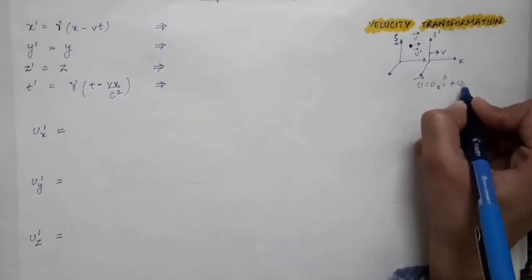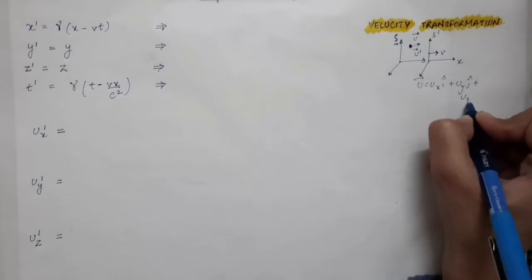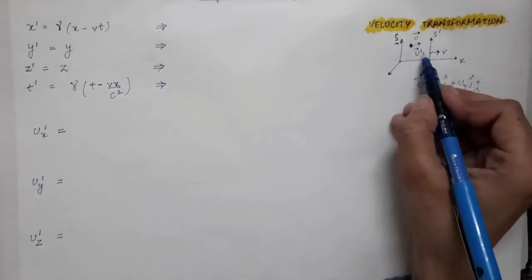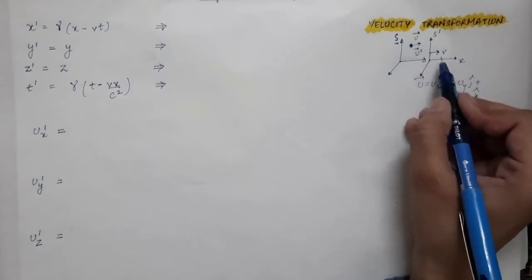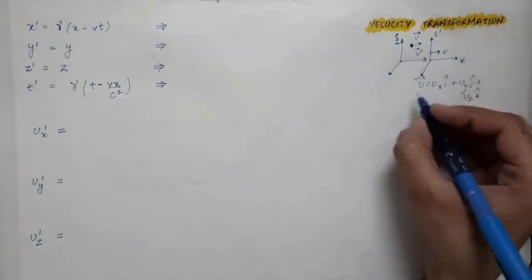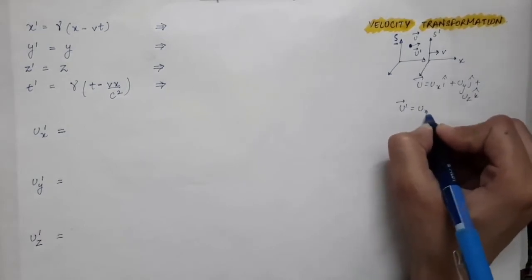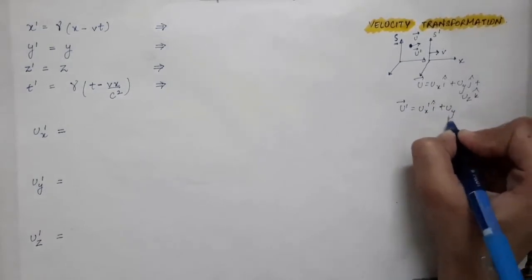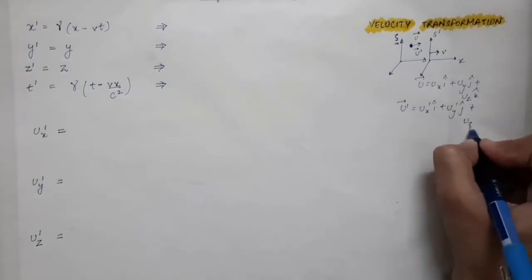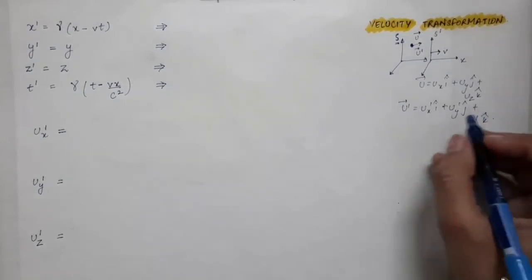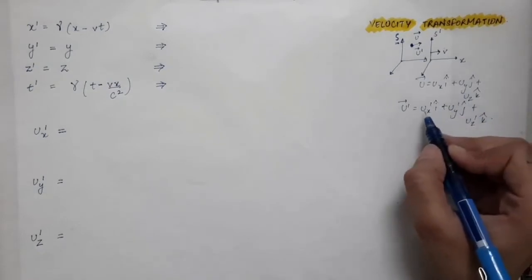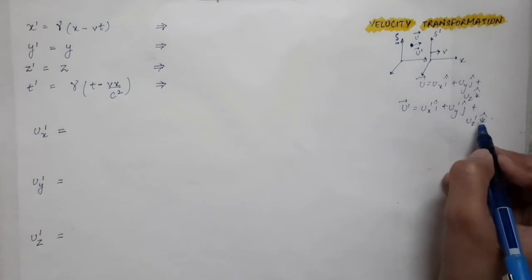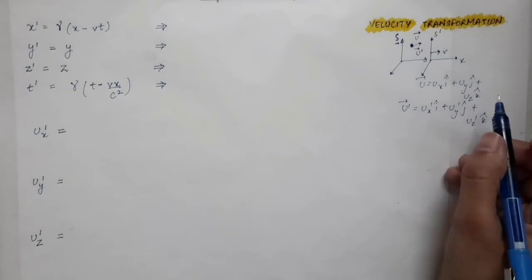ux i cap plus uy j cap plus uz k cap, and this u prime vector, which is the velocity of this same particle as seen by the observer in S prime frame, is given by ux prime i cap plus uy prime j cap plus uz prime k cap. And in this article we will see how ux, uy, uz are related with ux prime, uy prime and uz prime. So for that, first of all, we have to take a look at the Lorentz transformations.